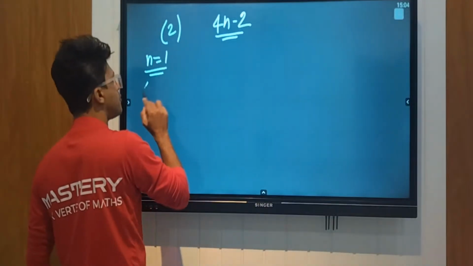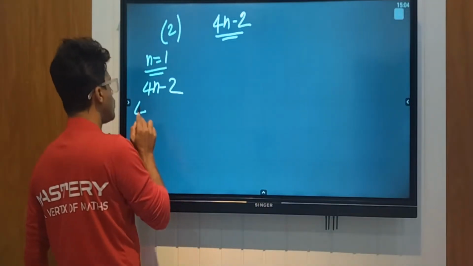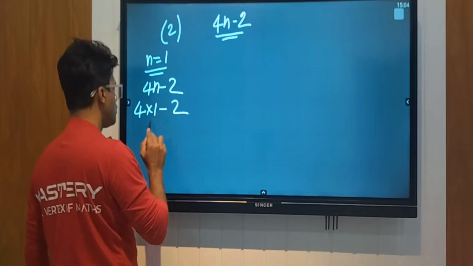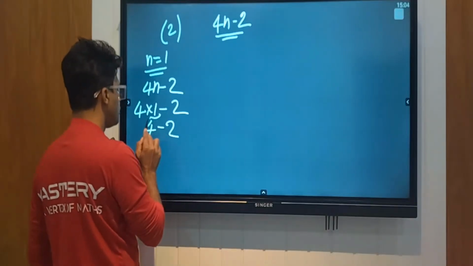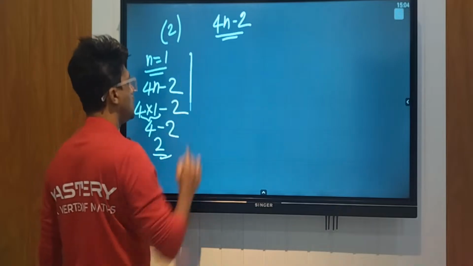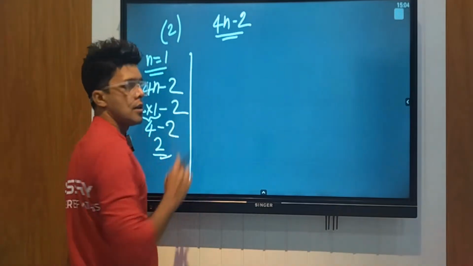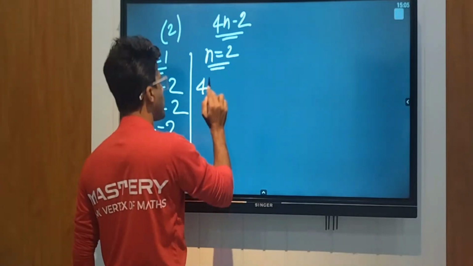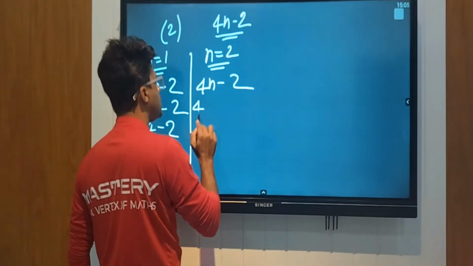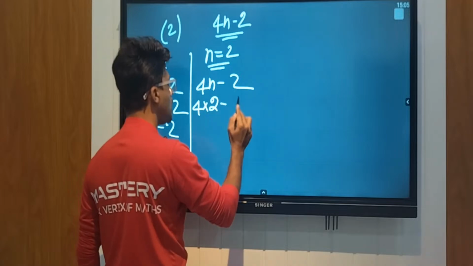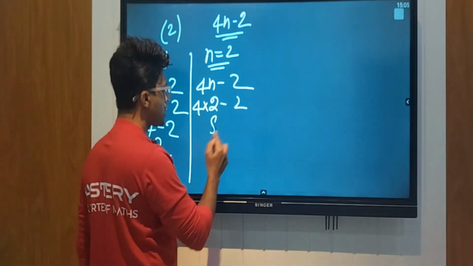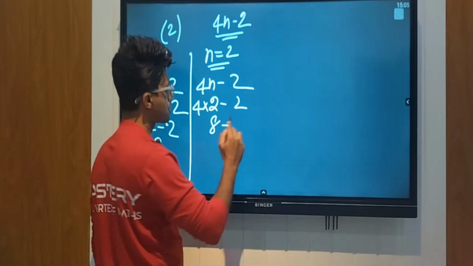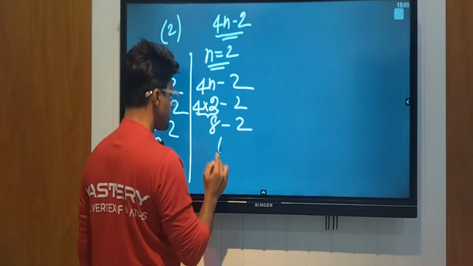When n equals 1, 4n minus 2 is 4 times 1 minus 2. 4 times 1 is 4, and 4 minus 2 is 2. Likewise, we substitute n equals 2 here. 4n minus 2 is 4 times 2, which is 8. 8 minus 2 is 6.